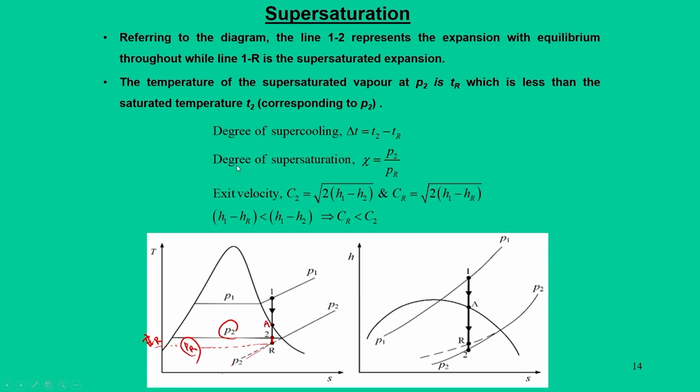Another way of interpreting the supersaturation phenomena is that we can find a parameter xi, which is defined as the ratio of P2 by Pr. We can have two exit velocities. One is the exit velocity if the stream goes from 1 to 2, the other is the exit velocity Cr when it goes from 1 to R. So, from this information we can say that Cr, that means the exit velocity in the supersaturation case, will be less than C2.